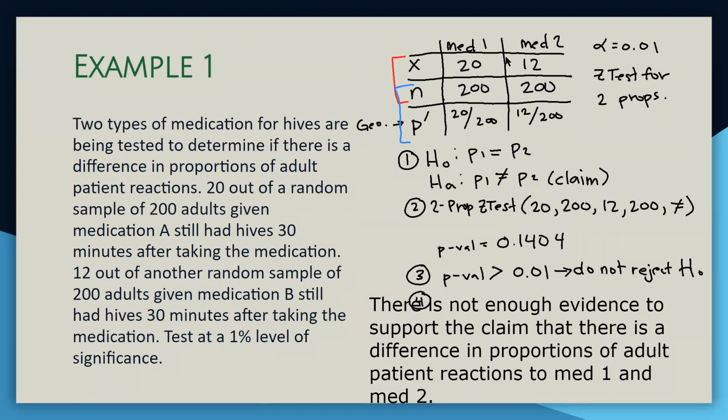We can see from our data that for med 2, fewer adults out of that sample of 200 had hives after 30 minutes than med 1. So looking just at those two samples, we would assume that med 2 is probably more effective, but those proportions, 20 out of 200 and 12 out of 200, are not different enough that at the 1% level of significance, I am comfortable stating that there is a difference. So yes, we see a difference in the samples, but that difference in the samples is not big enough for me to feel comfortable extending that to the population.